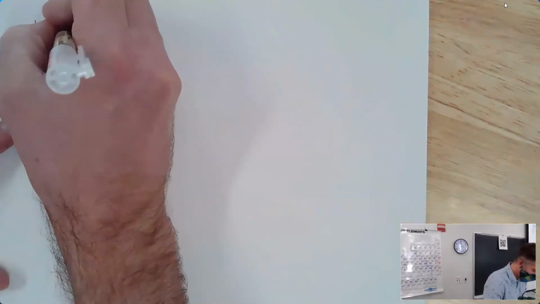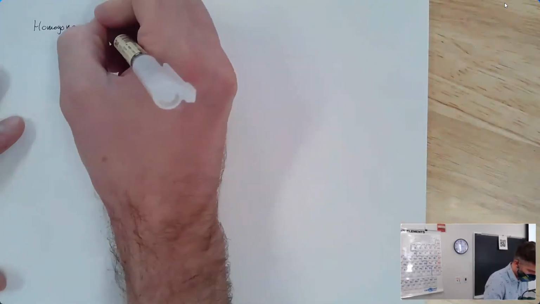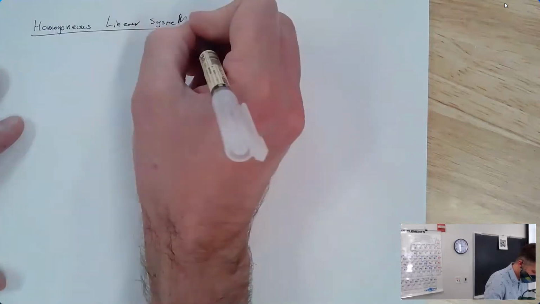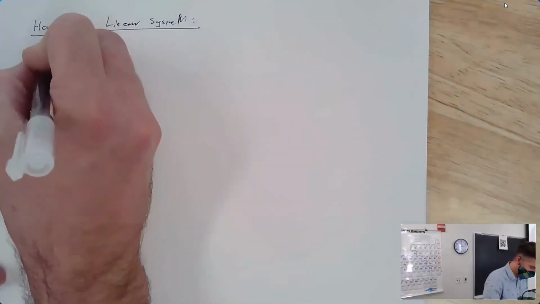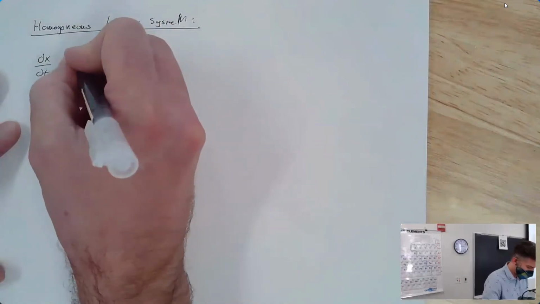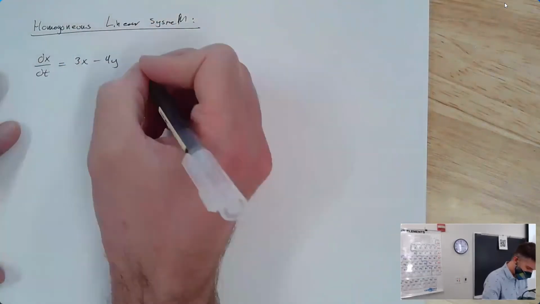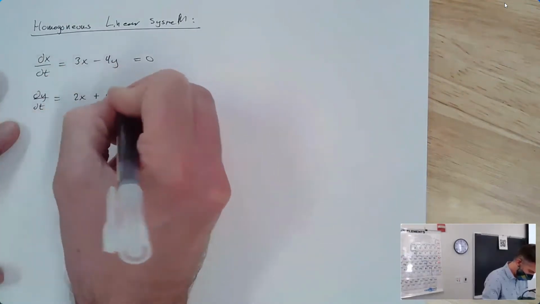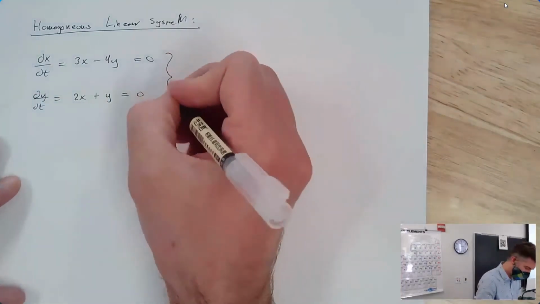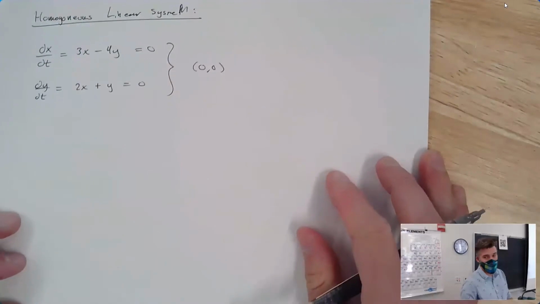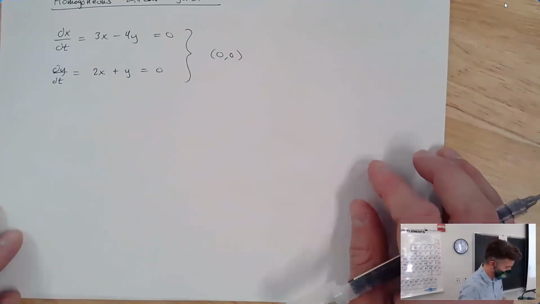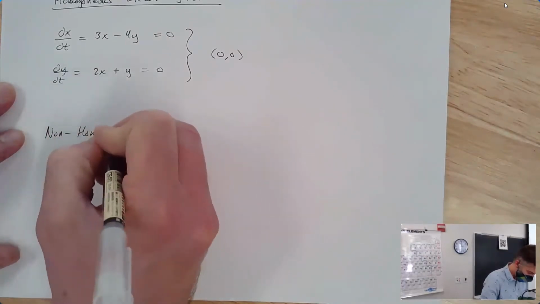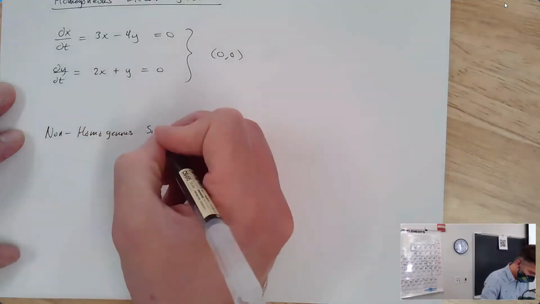I'm just going to point out a homogeneous linear system of differential equations looks like what we've been looking at. You've got the derivative of x equal to some 3x minus 4y, and the derivative of y equal to something times x plus something times y. And when you set those both equal to 0, your solution is 0, 0. But there are other linear equations that have different solutions, something like this, a non-homogeneous linear system, I should really say.